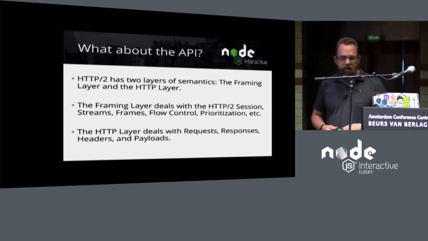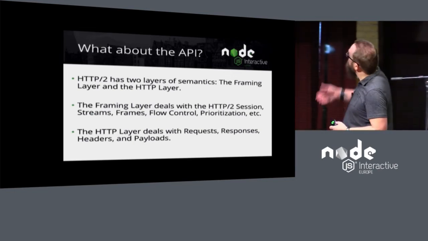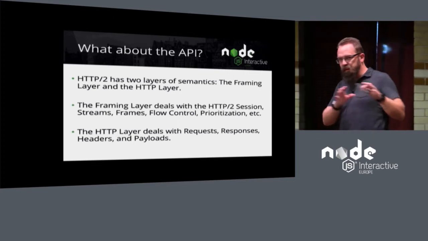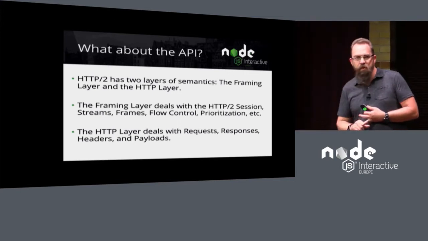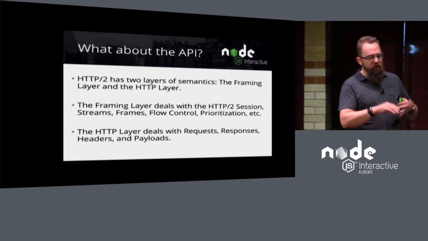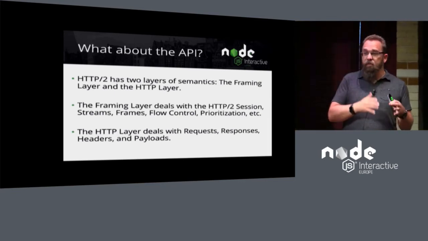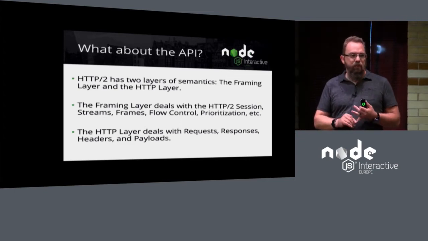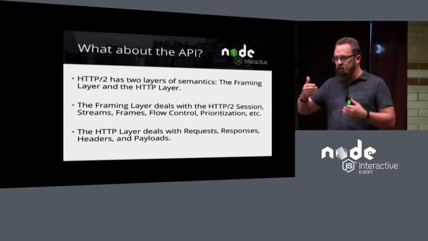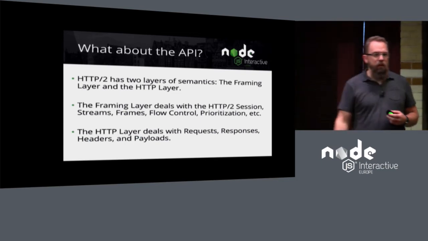HTTP has two layers of semantics. I kind of talked about this a little bit. There's the framing layer and then there's the HTTP layer. The framing layer deals with streams and the frames. Any single connection can have any number of streams. All of them can be active at the same time. Every stream is made up of a bidirectional flow of these individual frames, right?